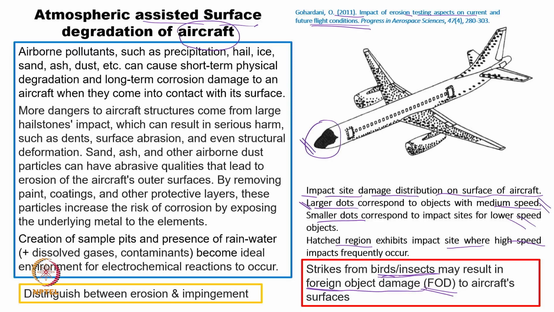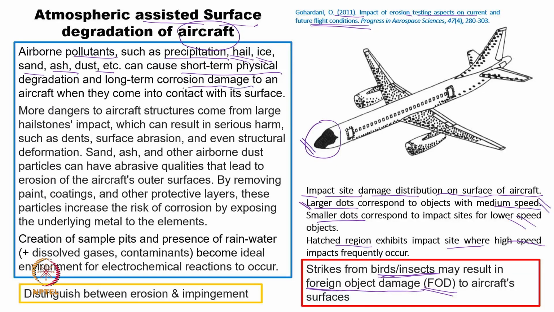Now, coming to the atmosphere, we say airborne pollutants, there are many. It can be rain, as I mentioned, ice, small particles, and then maybe sand, ash, various dust particles, and then they will cause short term physical damage. So, when a bird comes and strikes the surface, or a particle comes and strikes the surface, there will be some sort of deformation, some sort of impingement, maybe some sort of depression, but that is what we call short term physical damage.